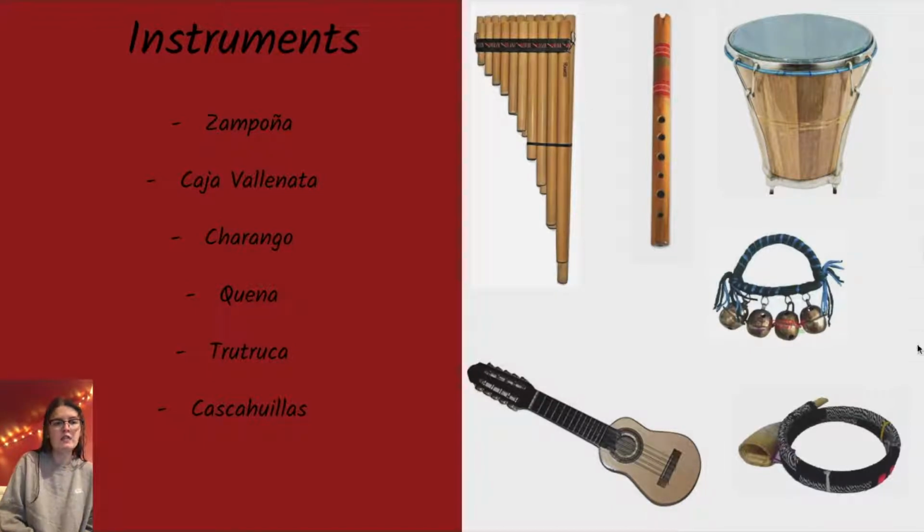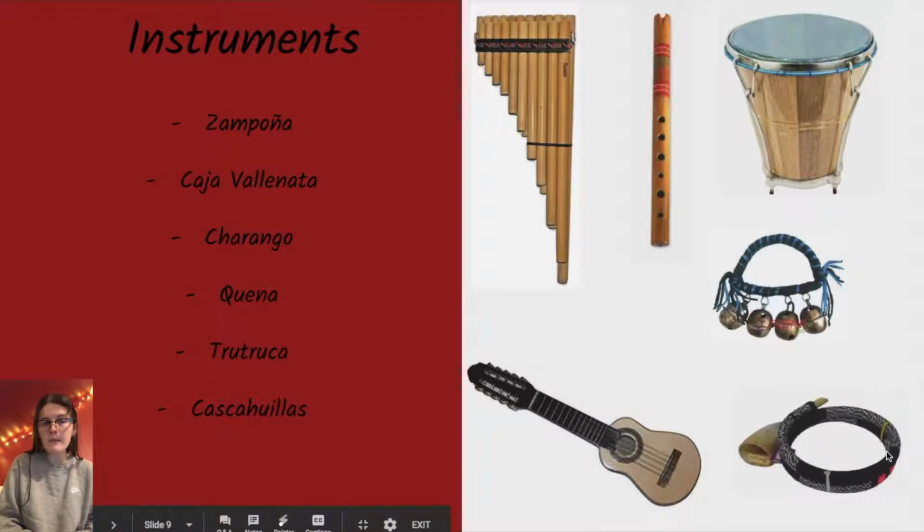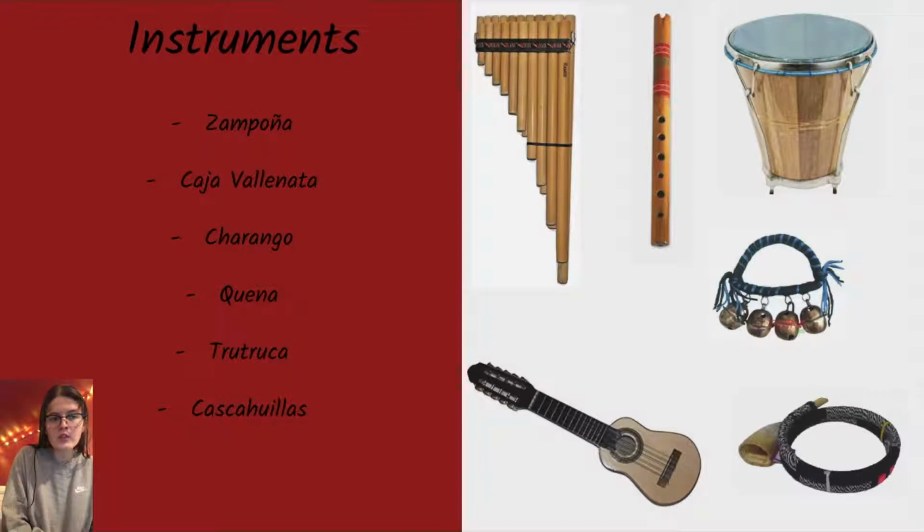Then we have the trutruca, which is a wind instrument part of the trumpet family that produces a loud and severe sound. Then lastly we have the cascahuillas, which is a leather strap that you would tie to your hand and it has bells on it. Typically they can be used to sound when dancers move.